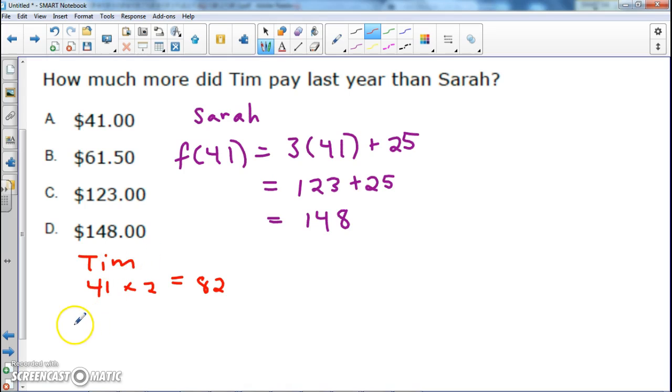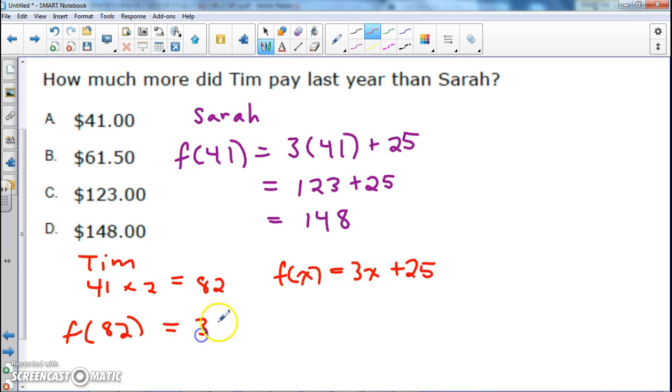Okay, so Tim's function is going to be f of 82, because again, we're replacing the x in the function f of x equals 3x plus 25. We're replacing the x with 82. So f of 82 equals 3 times 82 plus 25. 3 times 82 is 246. And we still need to add 25 for our function.